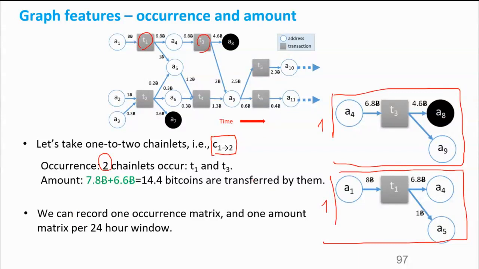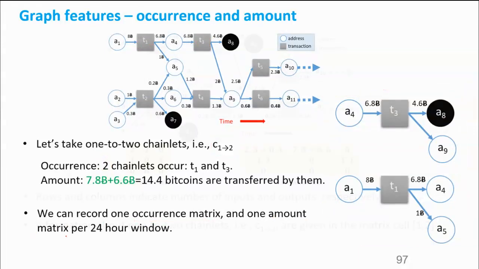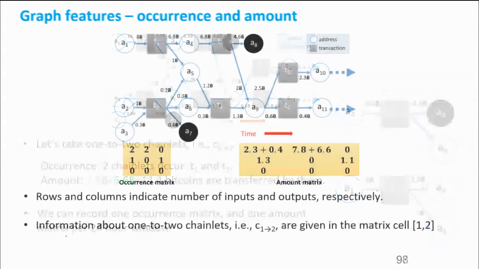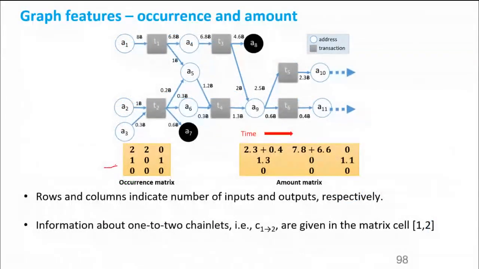We can do this for every chainlet type, and then we can record one occurrence matrix where we count the number of chainlets, and one amount matrix where we count the total amount being transferred by using these chainlets in the 24-hour window. And it looks like this. So in the occurrence matrix, we have this information. In the amount matrix, we have this information.